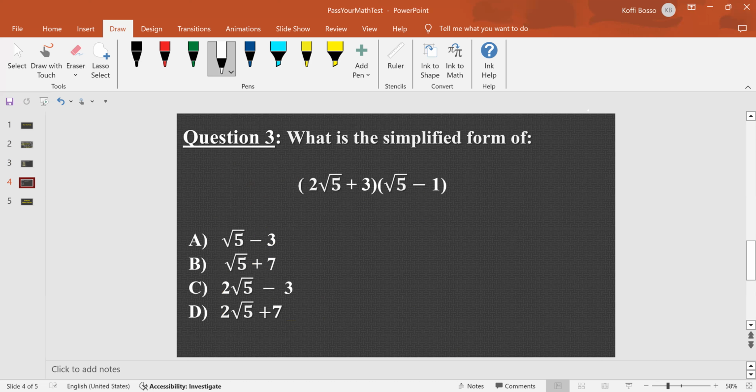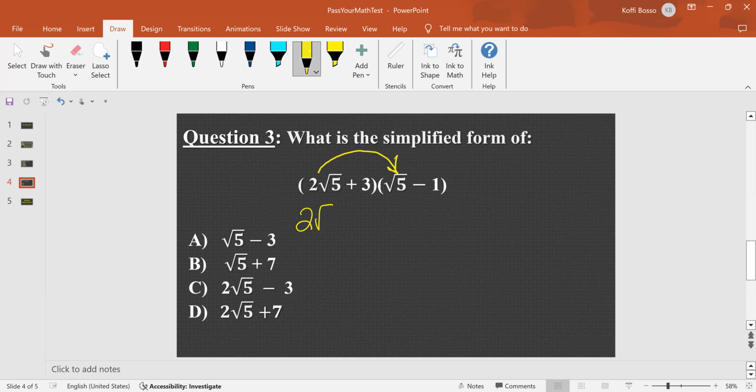They say, what is the simplified form of this? You have to understand that this is a multiplication between 2 radical 5 plus 3 and the radical 5 minus 1. But to do this multiplication, we'll take 1 by 1. First of all, we're going to take 2 radical 5, so 2 square root of 5, multiplied by the other square root of 5.